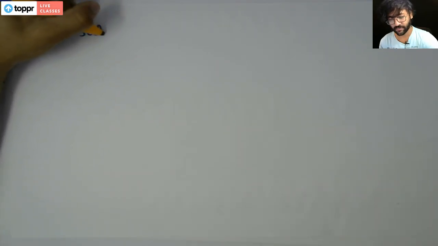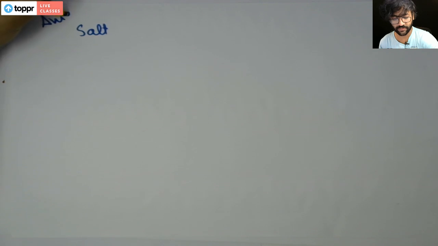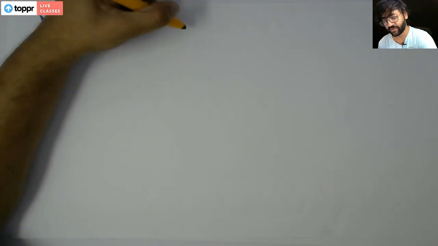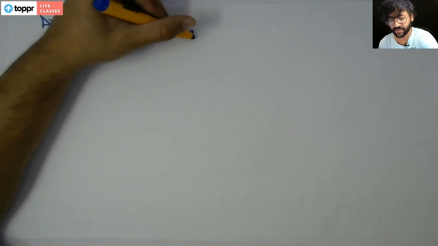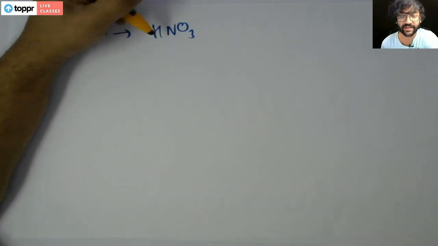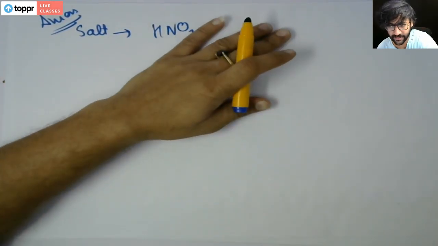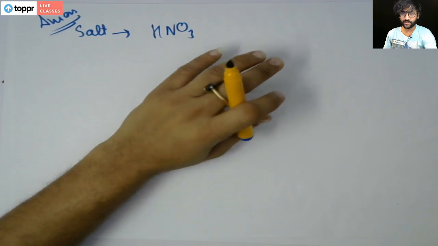Now let's understand what is being done for the anions. We saw what kind of anions we have. So what do we do? Now we are given a salt, and this is for anions now. In the salt we add HNO3. What is HNO3? It's nitric acid. This nitric acid is added into the solution.